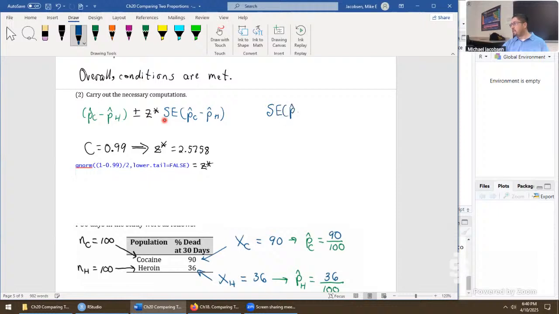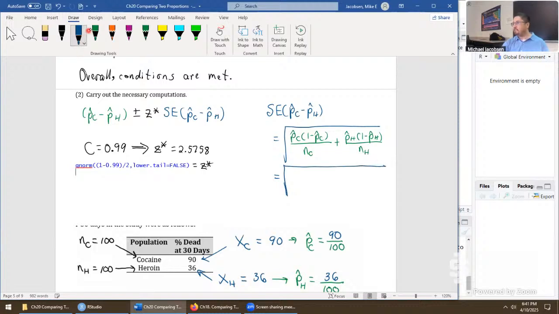Standard error of P hat C minus P hat H is rather large, a square root, but we'll just jam it all into the calculator just as normal. It's going to be P hat C times 1 minus P hat C divided by the sample size for the C cocaine group. Then do it again: P hat H, 1 minus P hat H, divided by NH. Now ready to drop in values and send it to the calculator.